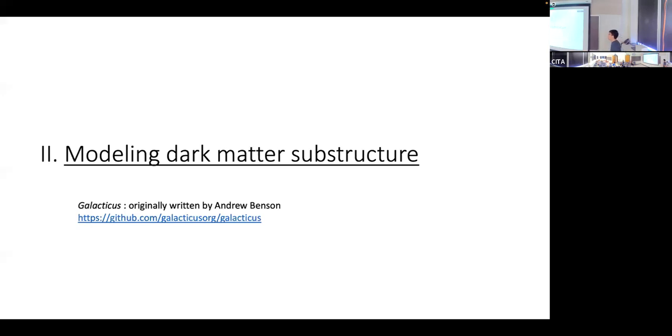So that goes to my second topic: how we can model this dark matter substructure. Here we will mainly use the semi-analytic model called Galacticus, which was originally written by Andrew Benson. This semi-analytic model can be run very fast. If you are interested, you can download this code and run it on your personal computer to simulate, for example, a Milky Way, how it evolved and how its substructure looks.